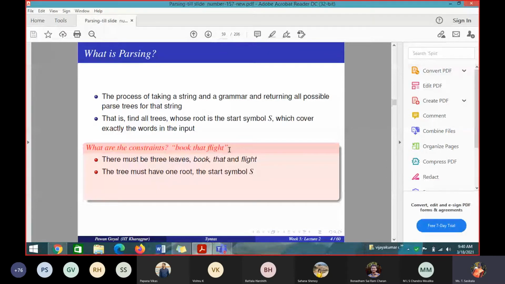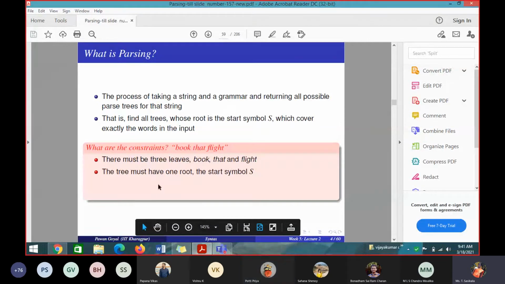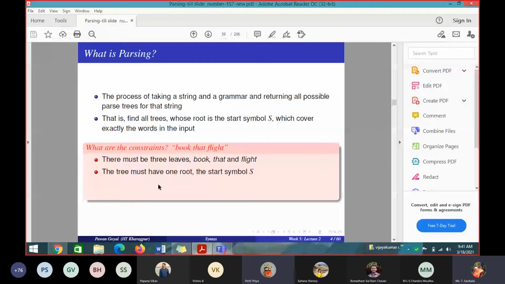So what are the leaves? How many leaf nodes will there be for the words book that flight? And how many root nodes do we have? I can't hear you, students. Priya, somebody is saying something. Three, ma'am. Three. And the tree must have how many root nodes? One. And that one root node should be by default what symbol? S. Yes, that is the start symbol.